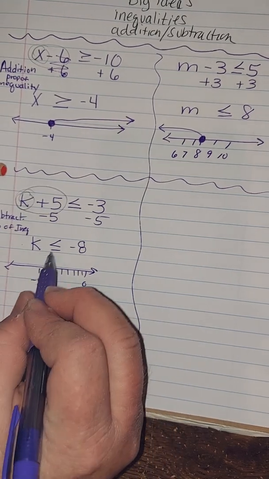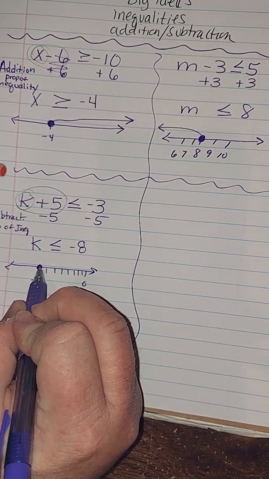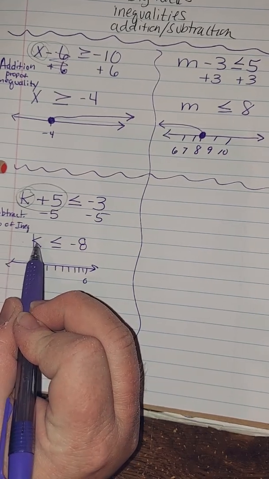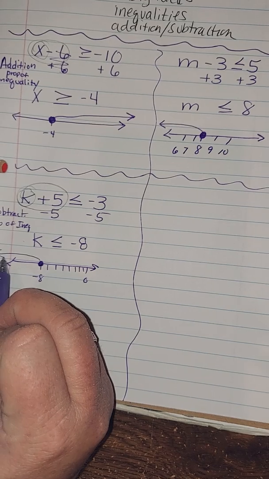There we go. All right, open or closed? Another closed. All right, here we go. Read it from the K. K is less. Left, to the left.